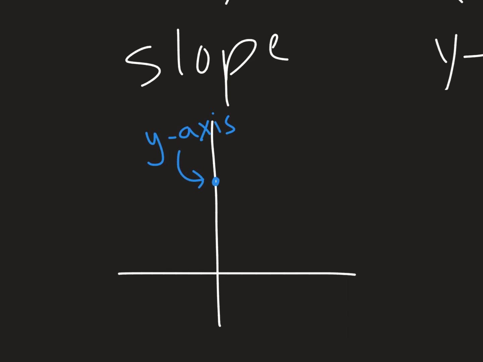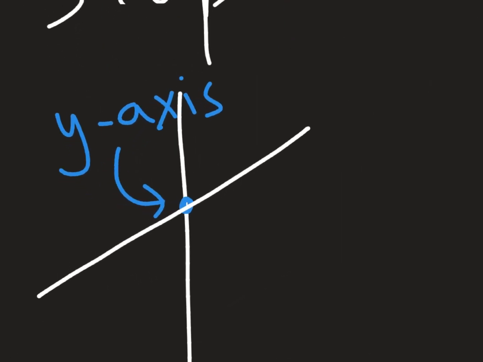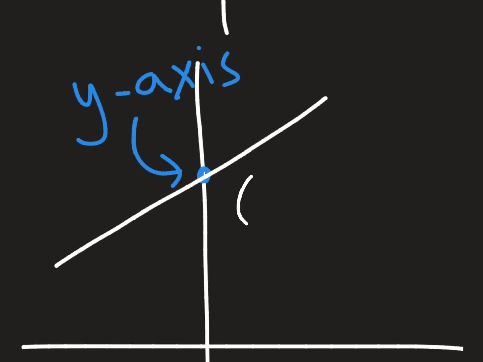Okay, so if we had a line that looked like that, it would cross at that blue dot. So that's our y-intercept. So slope and y-intercept form is the most common way that you're going to see a linear relationship. Okay, once again, y-intercept is where? What is also true about this point right here?